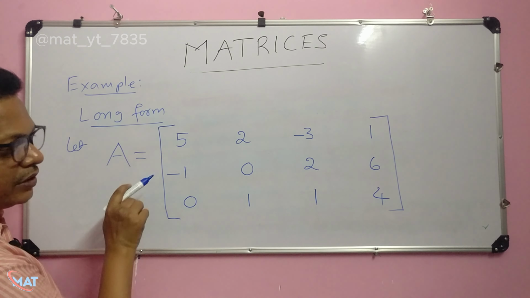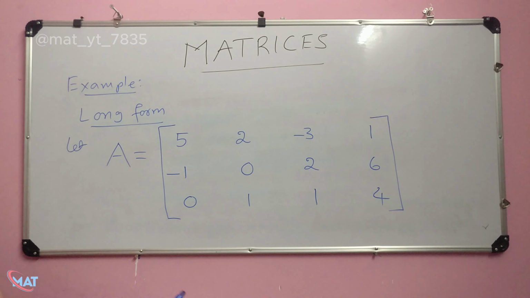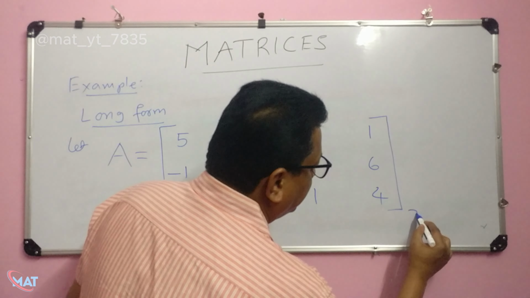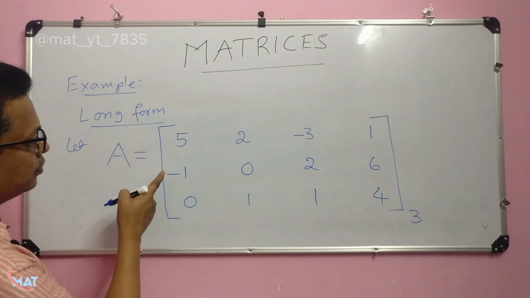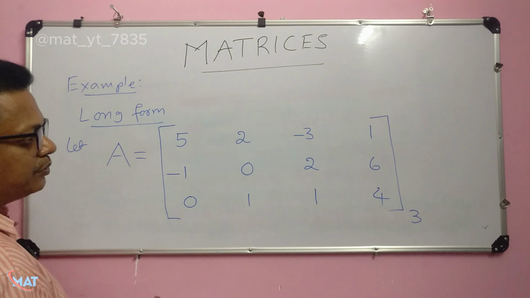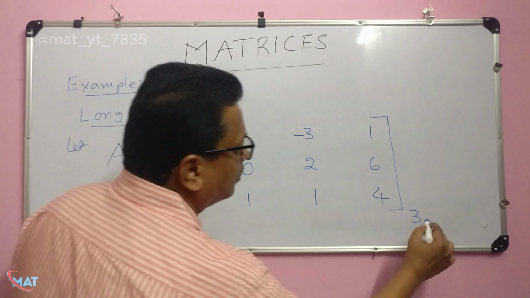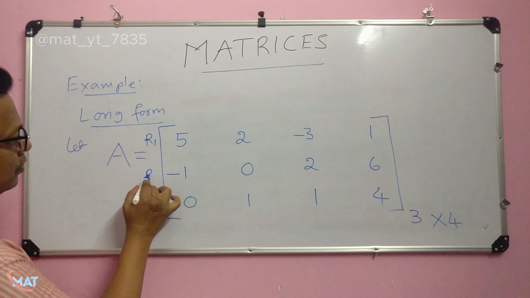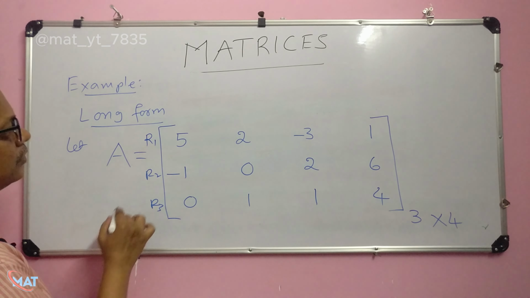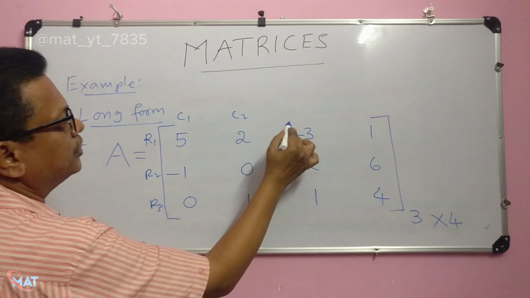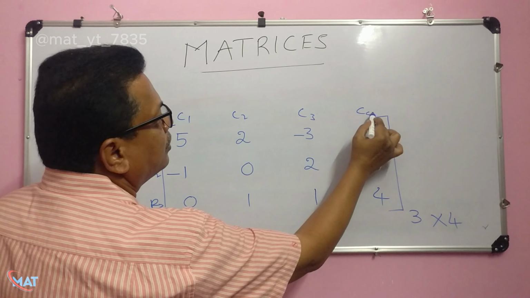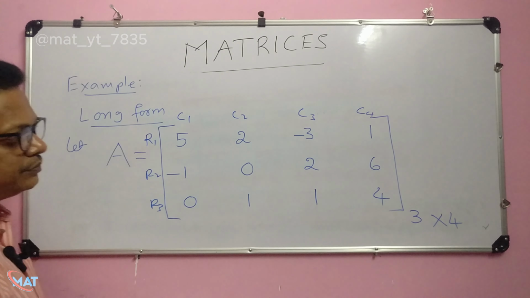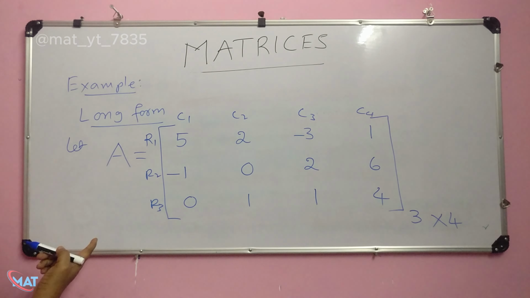The next topic is the mode of counting rows and columns, which we cover here only. So there are 3 rows: 1, 2, 3. Columns: 1, 2, 3, 4. So row 1, row 2, row 3, and C1, C2, C3, C4. 3 rows, 4 columns, so the size is 3 by 4. It is the long form of the matrix.